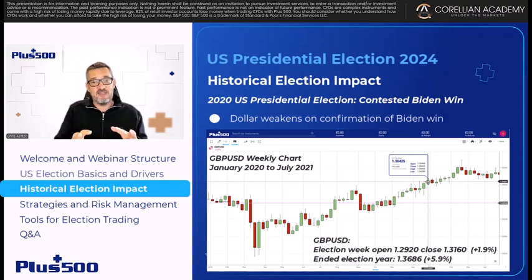So that's the end of that section. Let's move on to outlining some things for you to consider if you plan on trading the event and things you could do to manage your risk during any election trading.